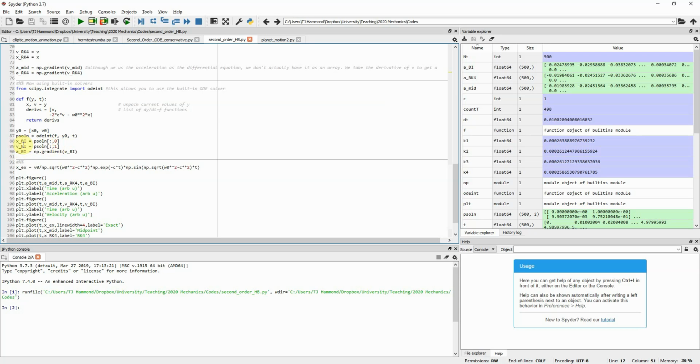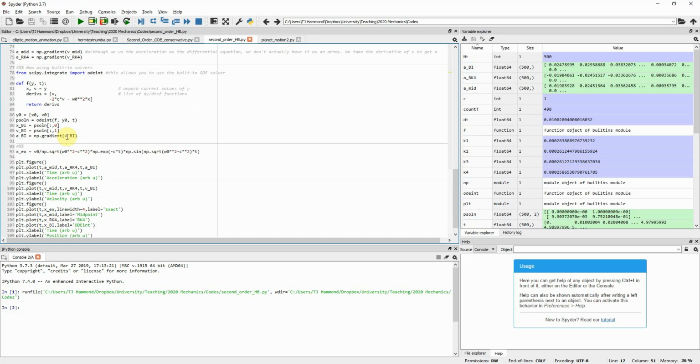And then again, since we've calculated the velocity, we can calculate the acceleration just by taking the gradient. The numpy package has a gradient function that just takes the derivative. So we just take the derivative of velocity to get the acceleration.